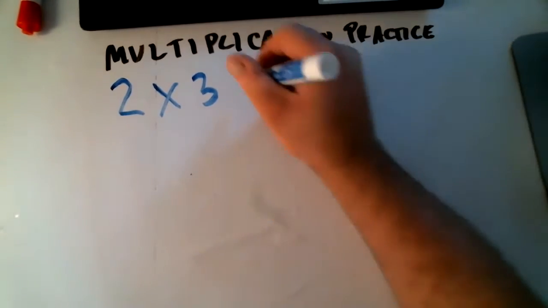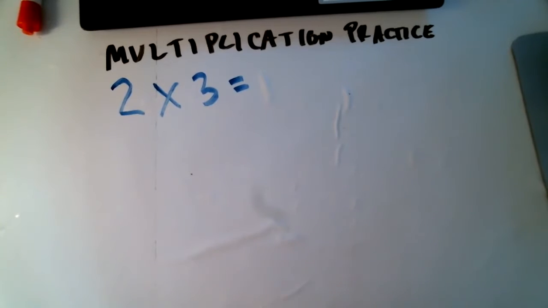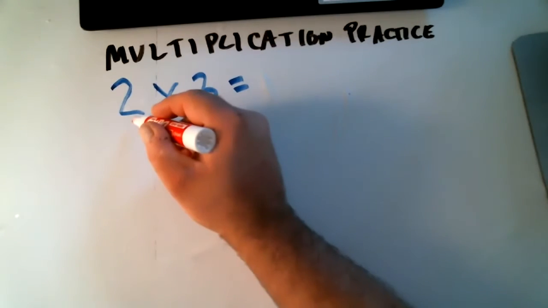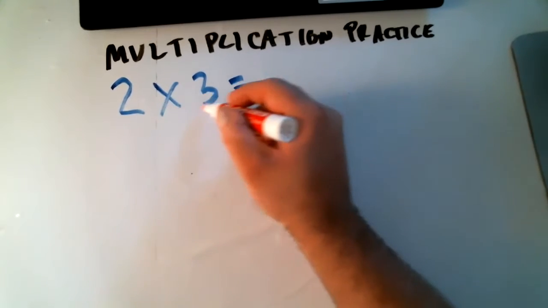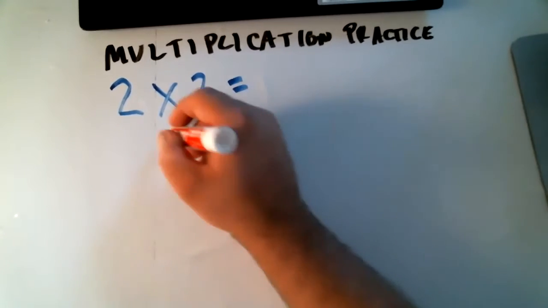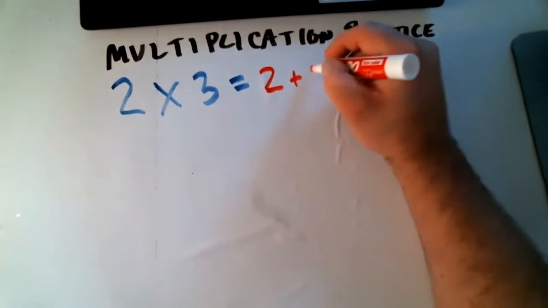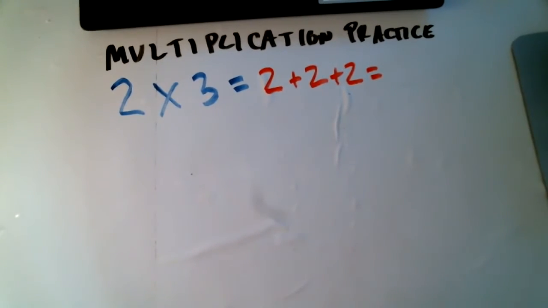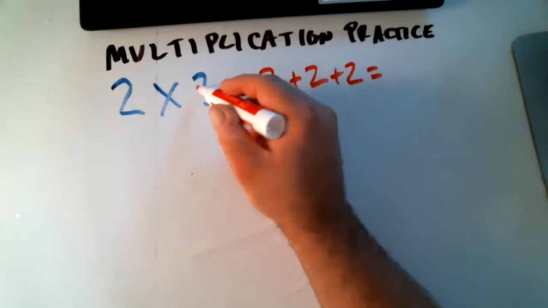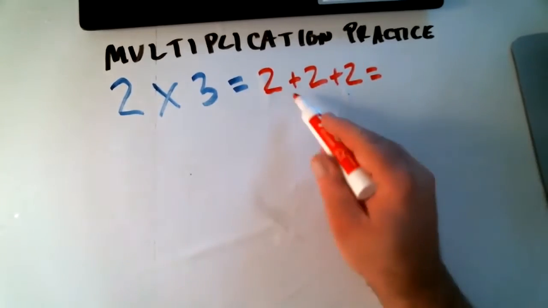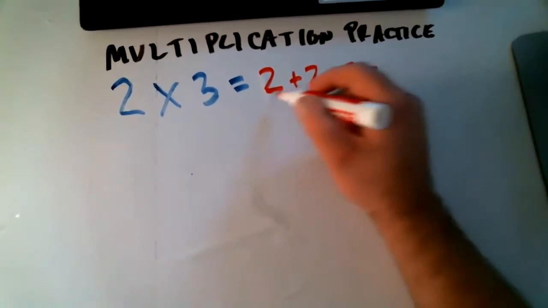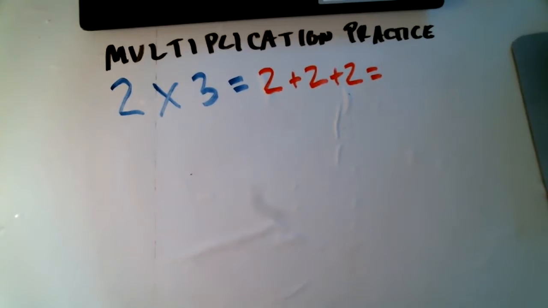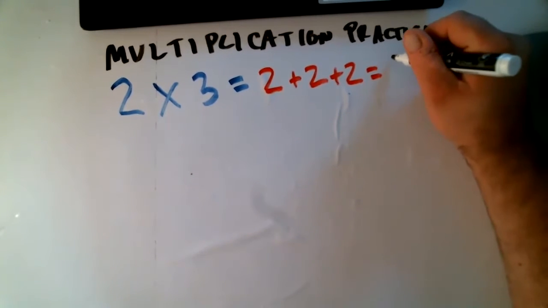Okay, and so there's a couple ways that we could look at this, and one of those ways is repeated addition. Okay, so this means that we take 2 and add it 3 different times. So that's 2 plus 2 plus 2. The idea is that in terms of repeated addition, we take the first number and we add it 3 times here. So 2 plus 2 plus 2, and that's going to equal the answer to our multiplication problem, which is 6.